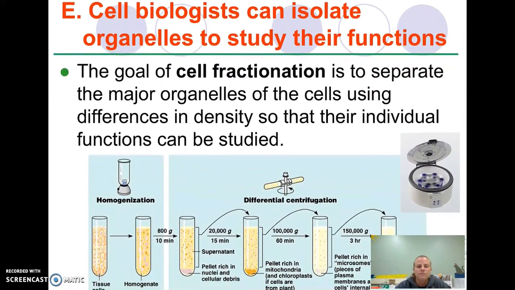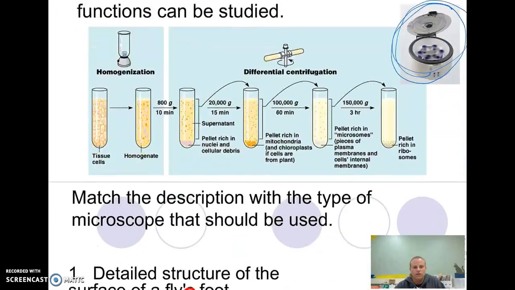Cell fractionation helps scientists separate the organelles within the cells, and it's done using a machine called the ultracentrifuge or the centrifuge. Ultracentrifuge just means it's a smaller centrifuge, and this we actually do have in our research classroom at the high school. Basically what it does is it spins really fast, separating whatever is in your test tube based on density. This enables scientists to study the individual organelle and learn its individual function.